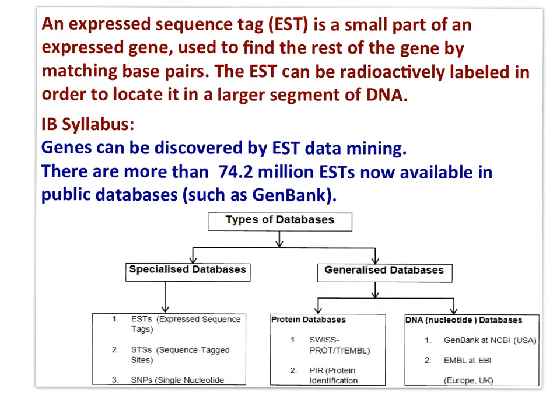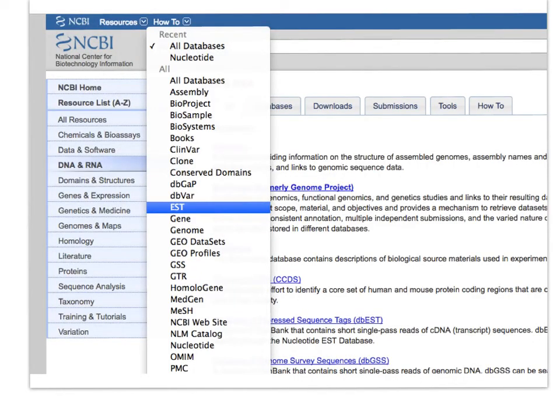An expressed sequence tag, the EST, is a small part of an expressed gene used to find the rest of the gene by matching base pairs. The EST can be radioactively labeled in order to locate it in a larger segment of the DNA, and genes can be discovered by EST data mining. ESTs may be used to identify genes in a gene discovery search. There are more than 75 million ESTs now available in public databases, such as GenBank. The NCBI website can be searched for ESTs.